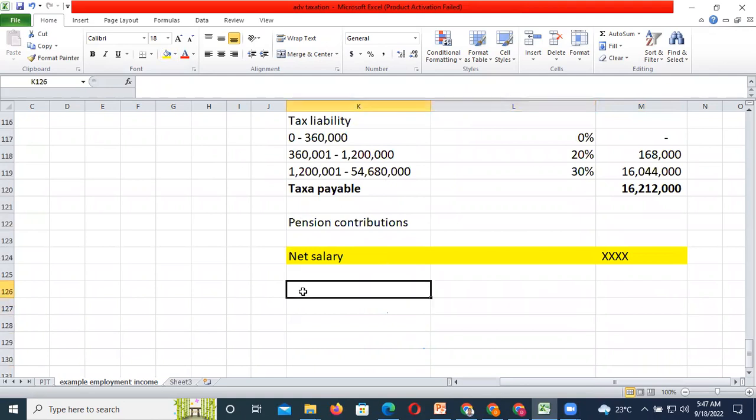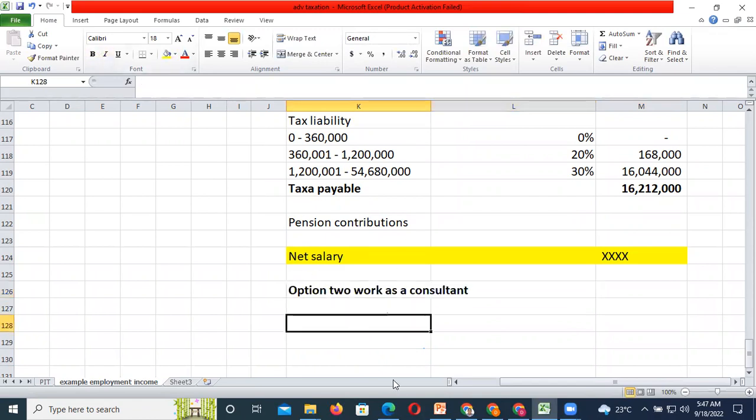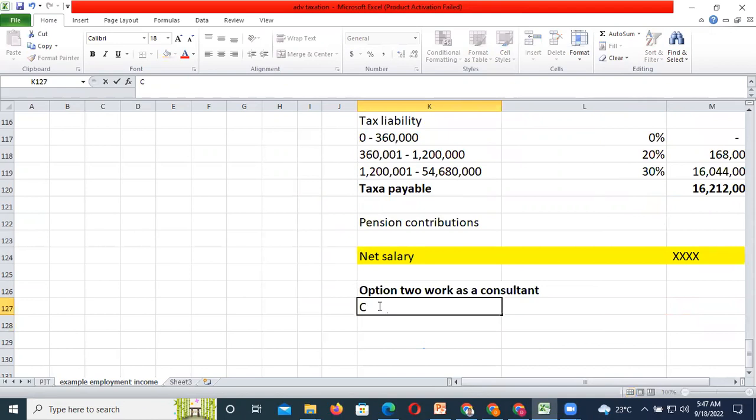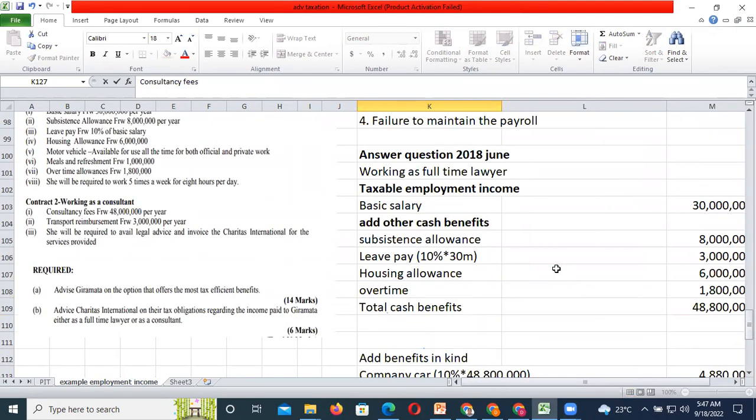Option 2 is to work as a consultant. So if he works as a consultant, it is a business income. It is no longer employment. You cannot take it the way they are taking it. They are calling it consultancy fees. Consultancy fees is 48 million.